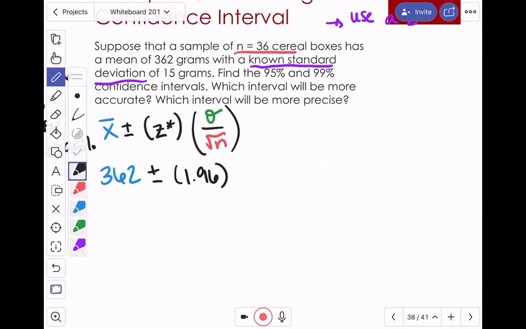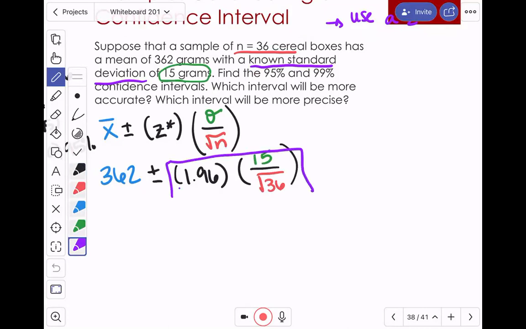Times your standard deviation. Well, the standard deviation from the problem is said to be what? It's known to be 15 grams. And we'll divide that by the square root of what? The sample size is 36. That's it. This back part here is called the margin of error. That's the margin of error E.